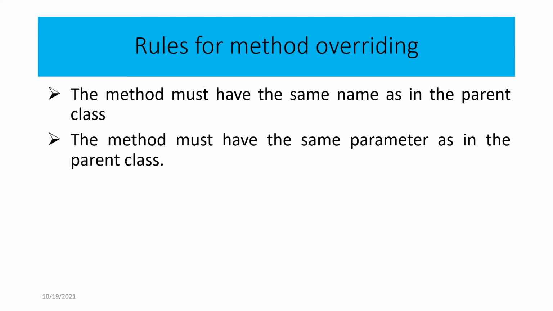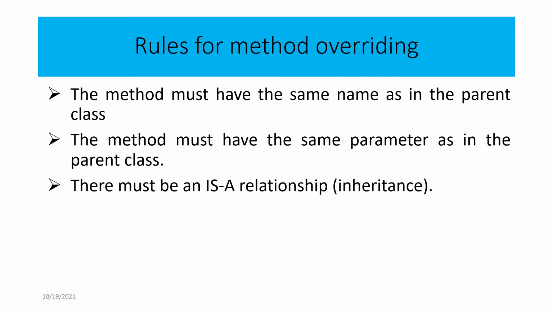Rule number two is that the number of parameters used in the parent method should be the same in the child method also. That is, the method must have the same parameters as in the parent class. And rule number three is that there must be an inheritance relationship. That is, an ISA relationship should be there.